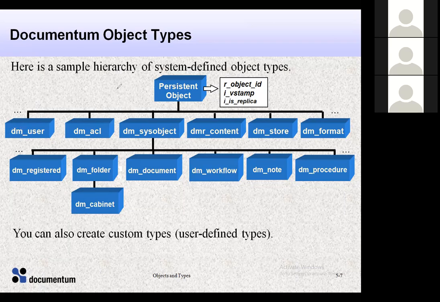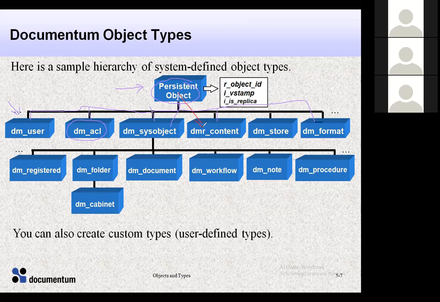See, this is the first supertype, persistent object. And at the second level, it is inheriting to this. It's a subtype, right? What does it mean? It means dm_user is inheriting all the properties of persistent object. dm_acl is inheriting all the properties of persistent object. Are you getting my point? That's what we discussed, inheritance.